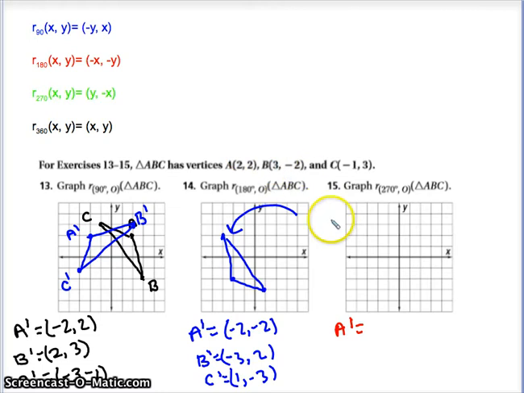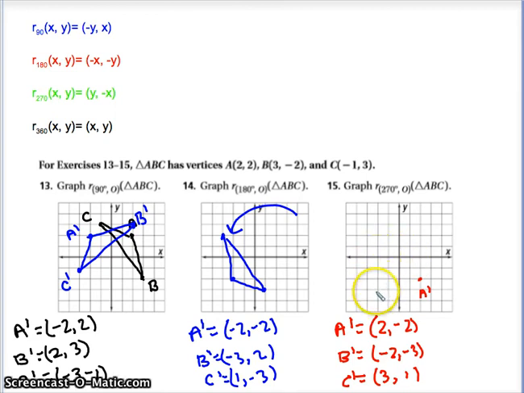To get my A prime, I now need to flip-flop x and y and change the sign of x. Okay, so this becomes 2, -2. B prime is now equal to -2, -3. And C prime is equal to 3, 1. Let's go ahead and plot those points. 2, -2 is my A prime. My B prime is -2, -3. And my C prime is 3, 1.